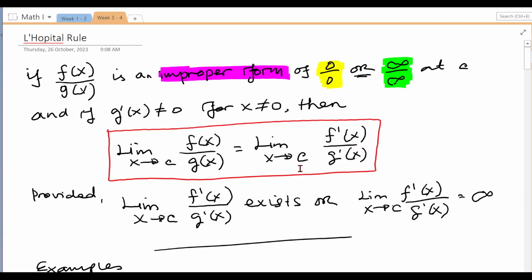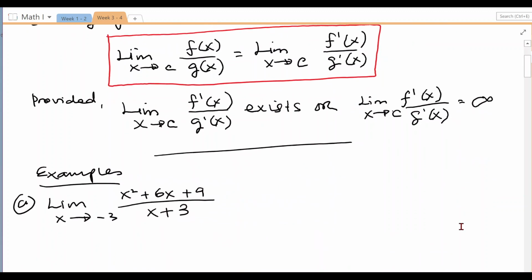derivative as x approaching c. So in other words, if we divide the derivative of the numerator with the derivative of the denominator, we will get the same limit value. With this condition, provided that the limit of the first derivative of f divided by the first derivative of g as x approaching c exists, or is equal to infinity. Let's do a couple of examples.